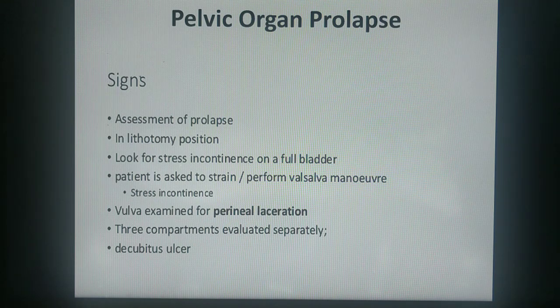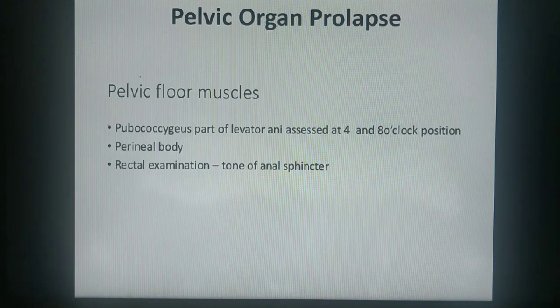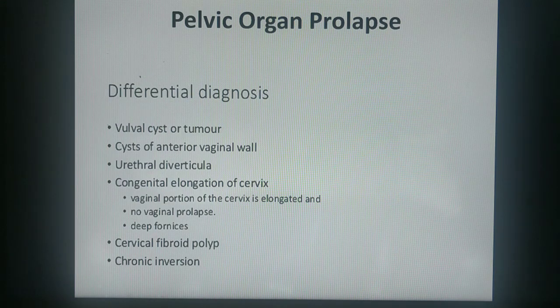Vulval examination for perineal laceration, three compartment evaluation separately, and decubitus ulceration are all noted. Pelvic floor muscles are also assessed. The pubococcygeus part of the levator ani is assessed at 4 and 8 o'clock positions. Then the perineal body, its thickness and length, is noted, and on rectal examination the tone of the anal sphincter is assessed.